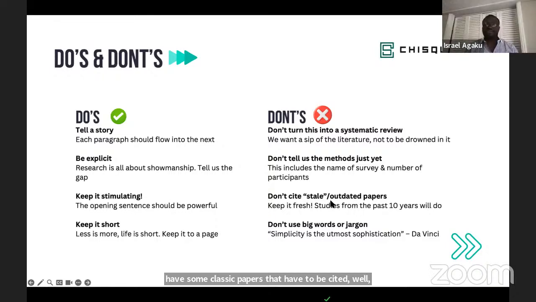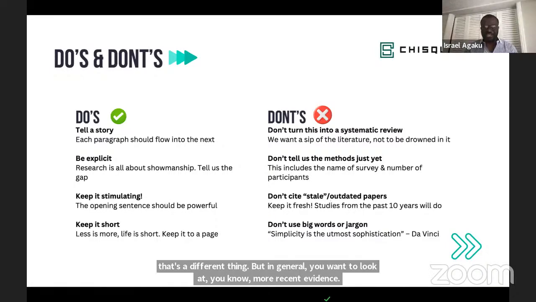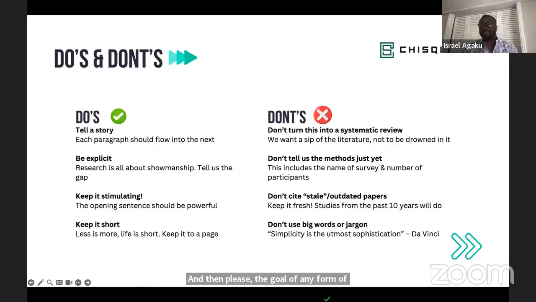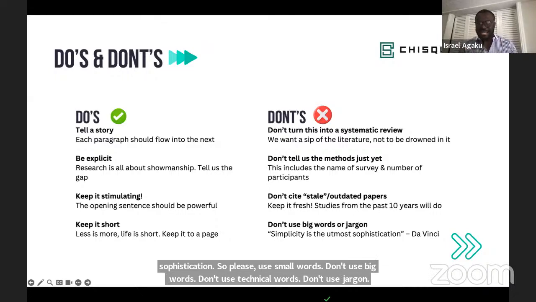And then, please, the goal of any form of communication, whether it's scientific manuscripts or any communication, is to inform. It's not to impress. Once you start using big words or big grammar, jargon, you have completely lost the whole story. Da Vinci says, simplicity is the utmost sophistication. So please use small words. Don't use big words. Don't use technical words. Don't use jargon. The goal is to communicate in a way that is clear.